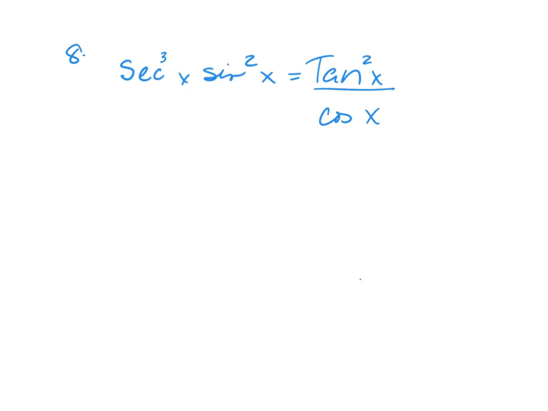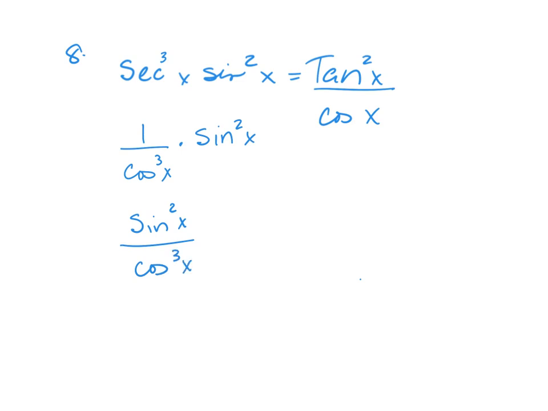All right. So secant, if I change secant to cosine, that is 1 over cosine cubed of x. Don't forget your exponents. They stay with it. Sine is already sine of x squared, sine squared of x, because it's already sine, so we don't need to change it, okay? So now we have, that's equal to sine squared of x over cosine cubed of x.